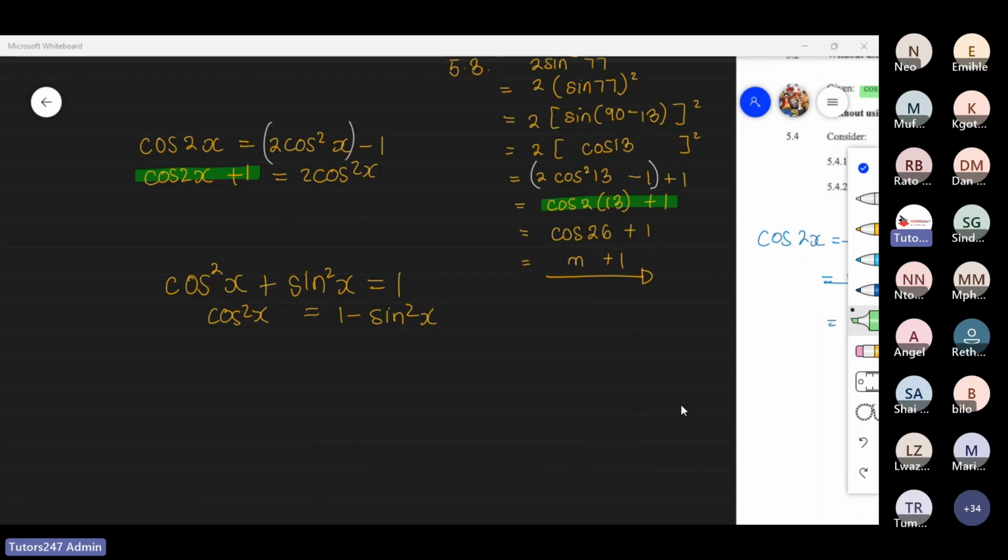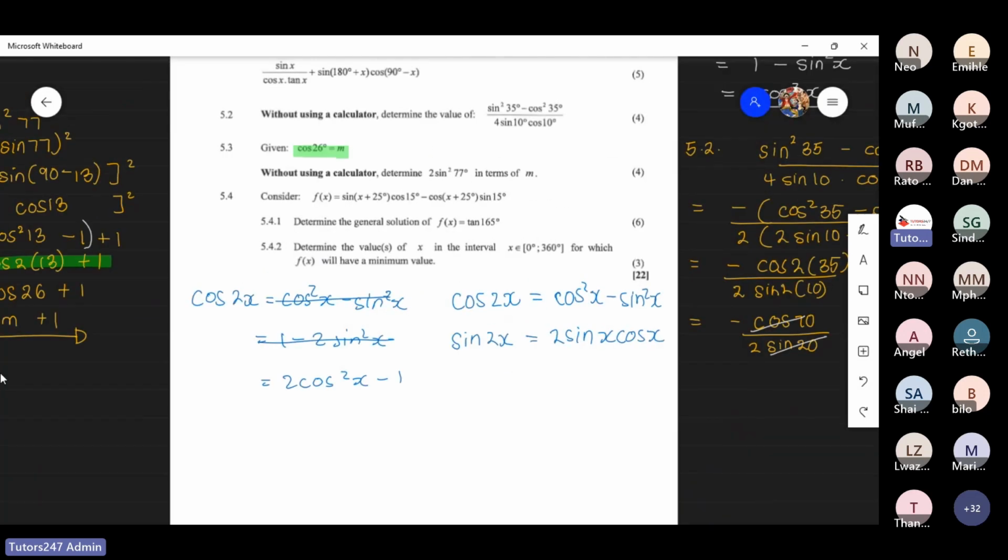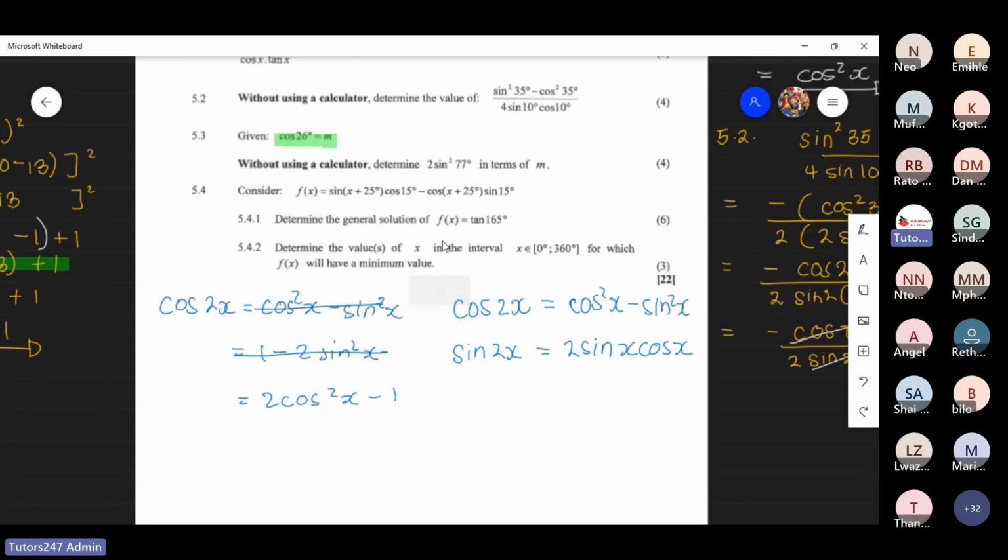I'm introducing 0. Now let's have a look at 5.4. Before we get to 5.4, let's read. Consider f of x is equal to sine of x plus 25 cos 15 minus cos of x plus 25 sine of 15.